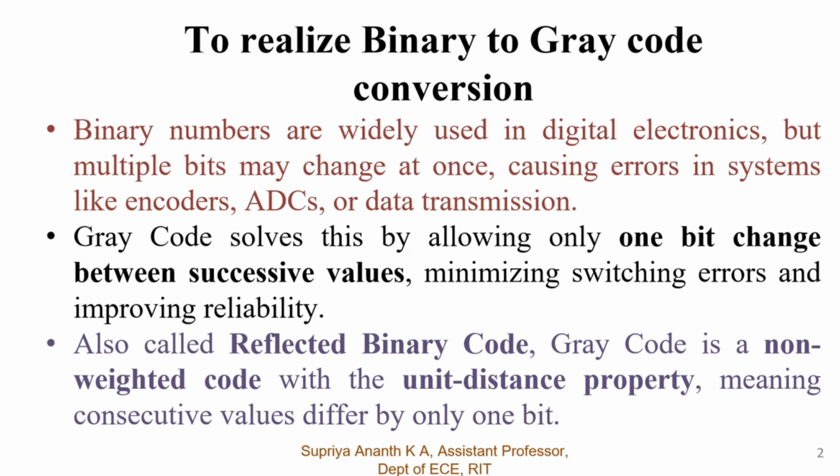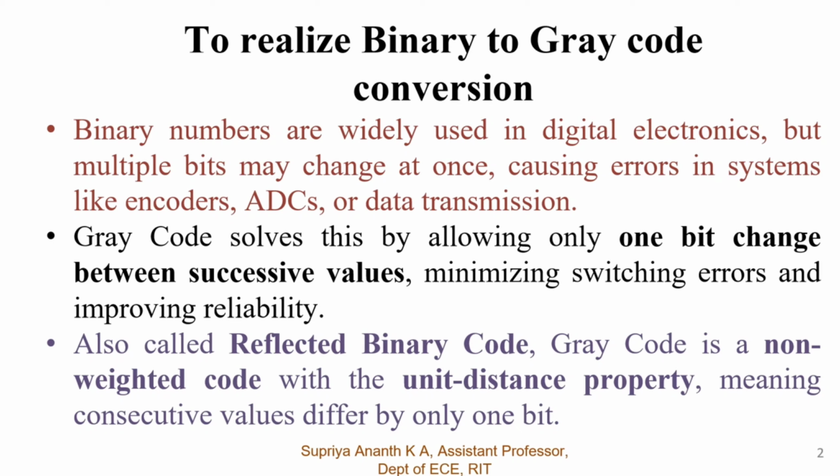In this video, we can observe the binary to gray code conversion. In general, binary numbers are widely used in digital electronics, but multiple bits may change at once, which will cause errors in encoders, analog to digital converters, or in some data transmission. While we are transmitting digital data, there may be some error possibilities. In order to resolve these error bits, the gray code was invented, which will resolve the error bits and make data transmission easier.